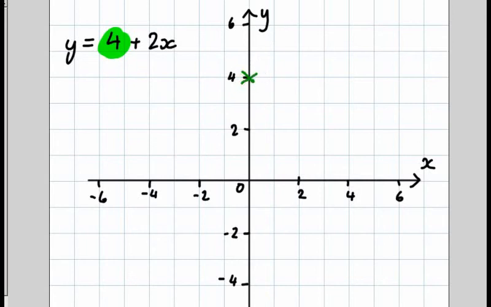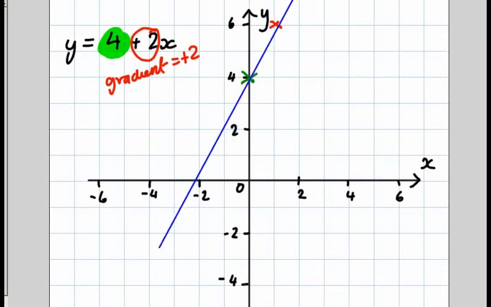What's the number and sign in front of x? Well, it's plus 2. So the gradient is plus 2. So when I go 1 to the right, I go up 2. And I join those up, as before, and label it as it appeared, y equals 4 plus 2x.